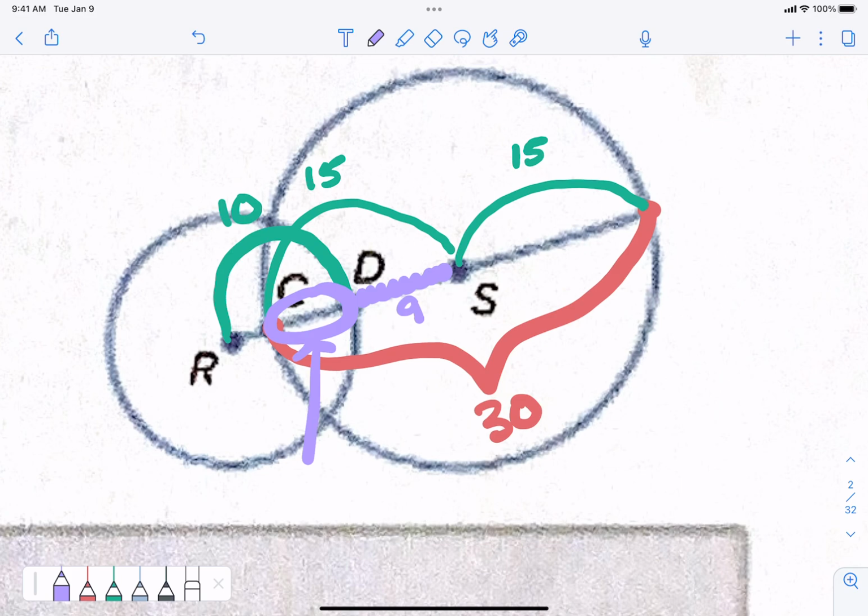How far is this? Wouldn't it just be 15 minus 9? Yeah, 15 minus 9. Because 15 is just from here to here, right? So this is 15. If this is 9, then this would be 6.